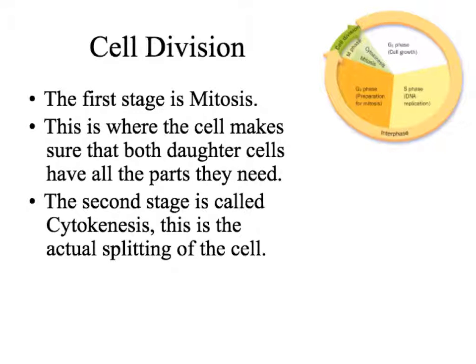This takes us to cell division, and cell division we can see as this tiny little green arrow right up here. The first stage is mitosis, and in mitosis is where we copy the nucleus. We make sure that each of the nuclei that's going to be formed has all the DNA and all the materials that it needs. When that's done, then it goes into a process we call cytokinesis. And cytokinesis is where the cell actually splits and forms the 2 new daughter cells.